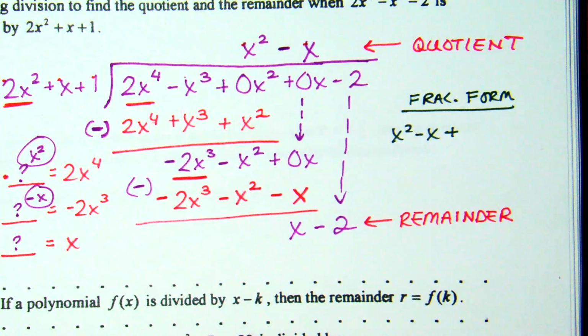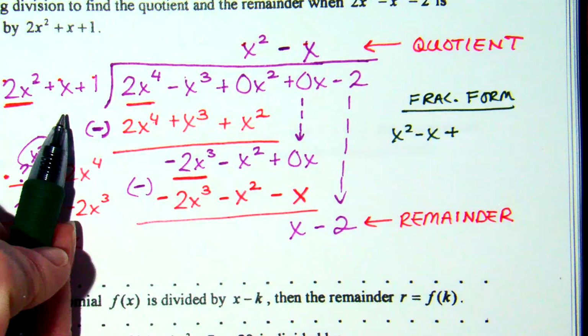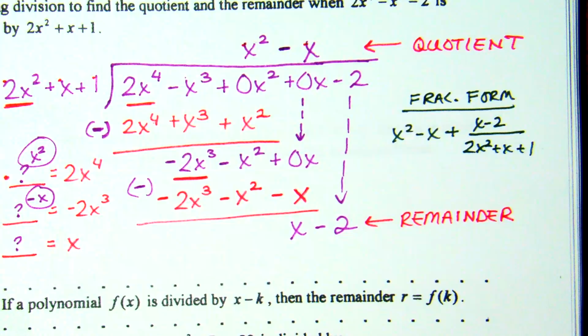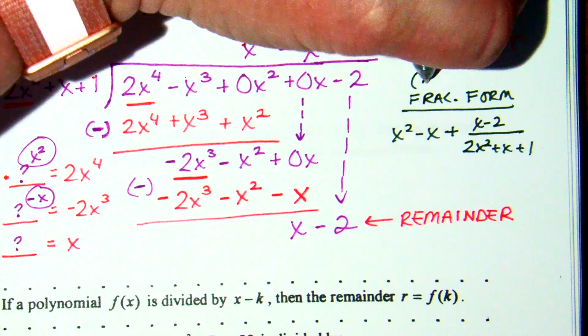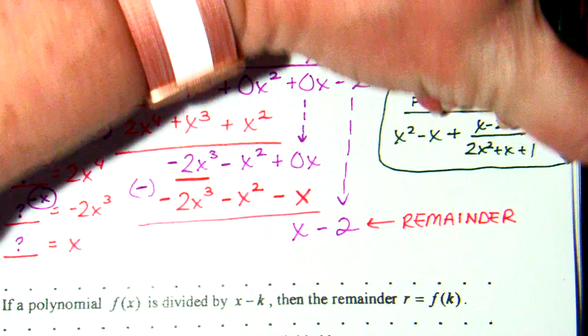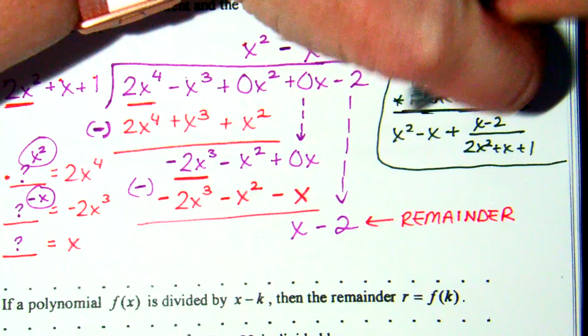We take the remainder and put it over the divisor. So we're going to say plus a remainder of x minus 2 over the divisor of 2x squared plus x plus 1. And I believe that is how you're expressing your answers on 1, 2, 3, and 5 tonight, when they ask you for the answer in fraction form. That's how they're looking for answers.